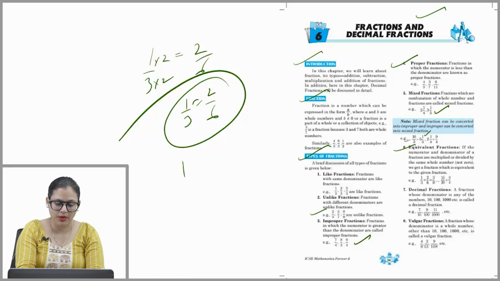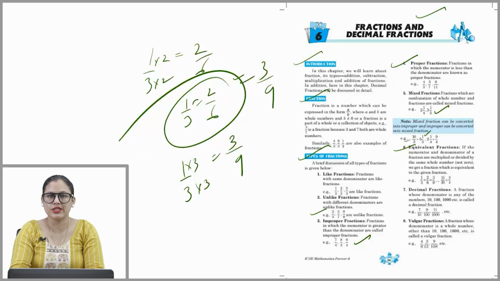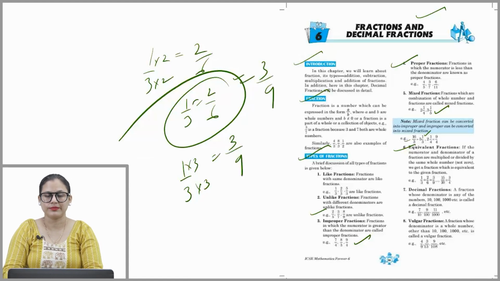Similarly, if you multiply 1 by 3, means numerator by 3 and denominator by 3, you will get 3 by 9. That means 3 by 9 is equivalent. All these three fractions are equivalent, right?